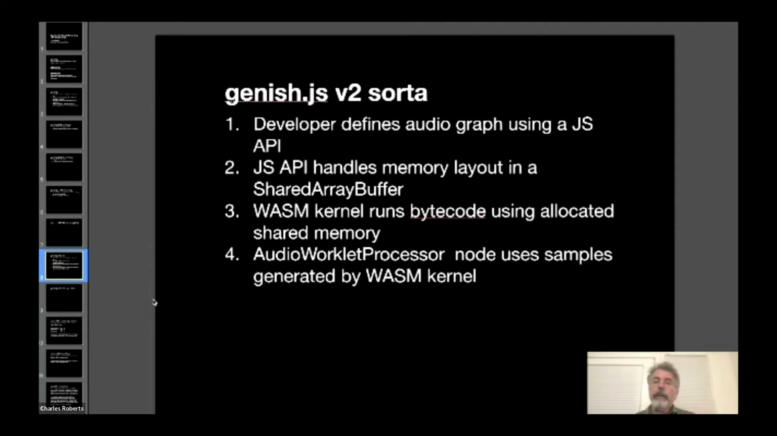You still define your audio graph using a JS API. The JS API then creates a memory layout in a shared array buffer, which is shared with the WASM kernel. That runs bytecode using that allocated shared memory. And then the audio worklet processor node uses samples generated by the WASM kernel.